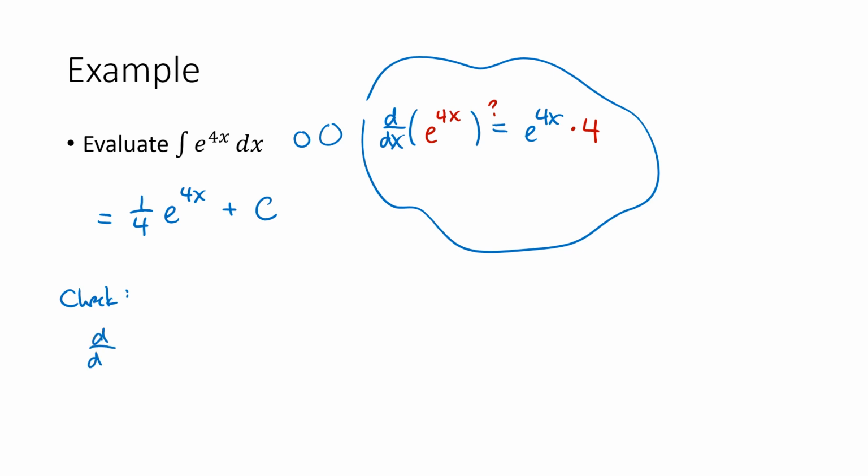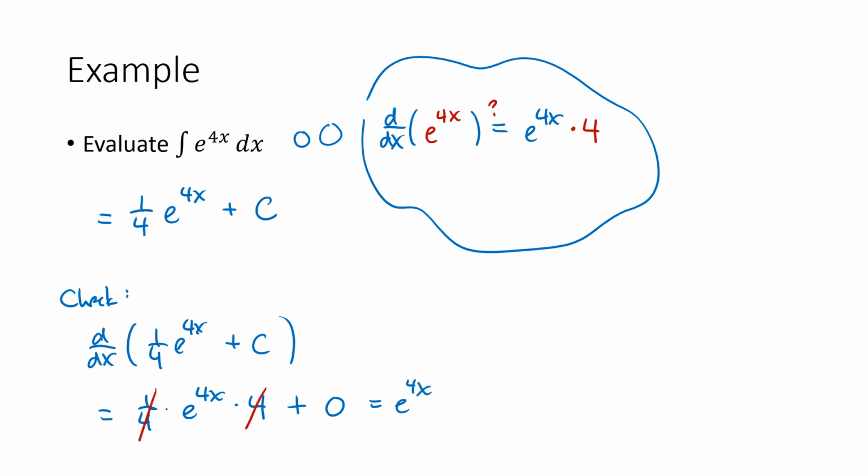If we take the derivative of 1/4 e to the 4x plus c, the 1/4 is a constant multiple. We're using the chain rule to take the derivative of e to the 4x. We get e to the 4x times 4. And then the derivative of c is 0. When we simplify that, this 1/4 and this 4 divide out. And we again just get the function that we started with, e to the 4x.